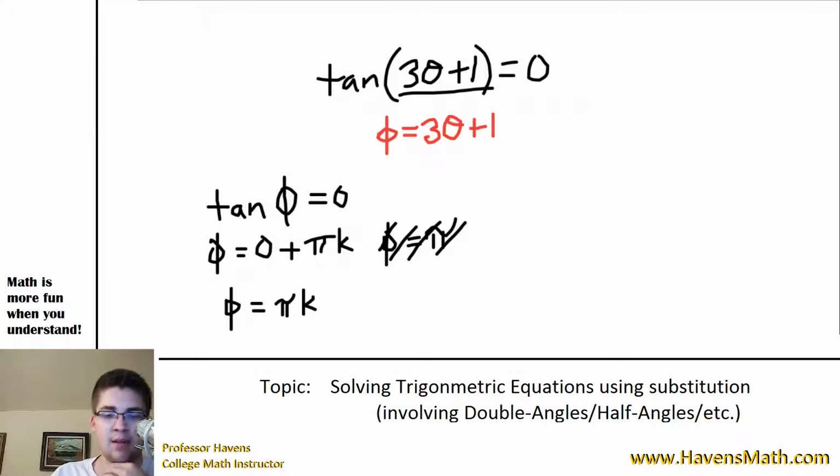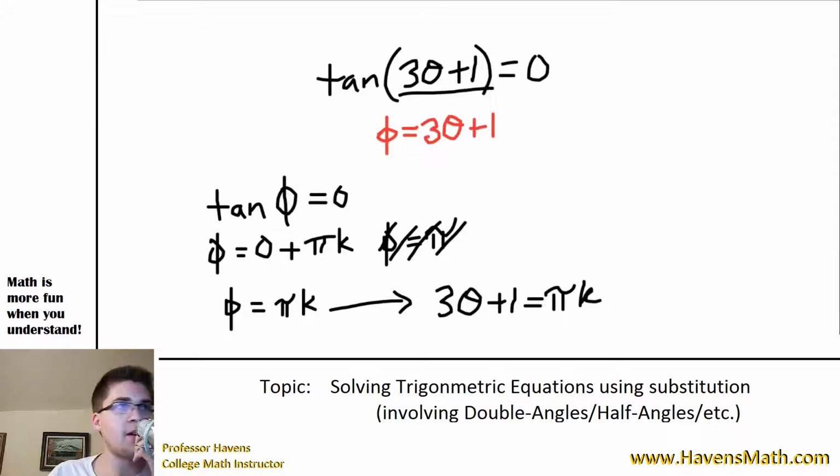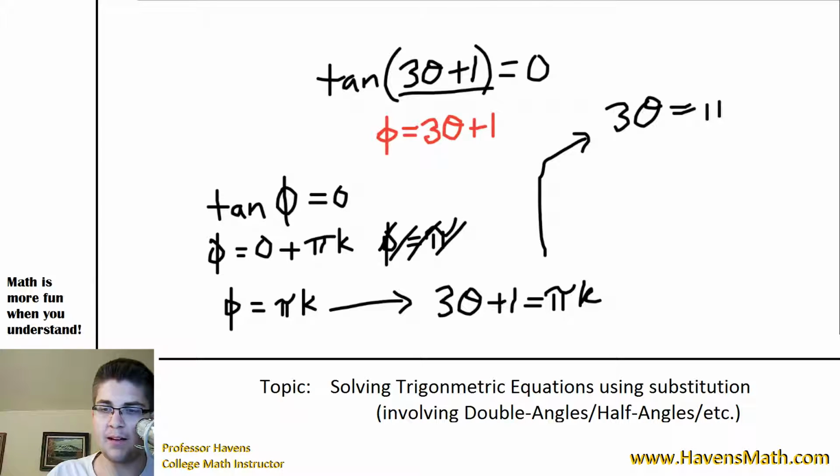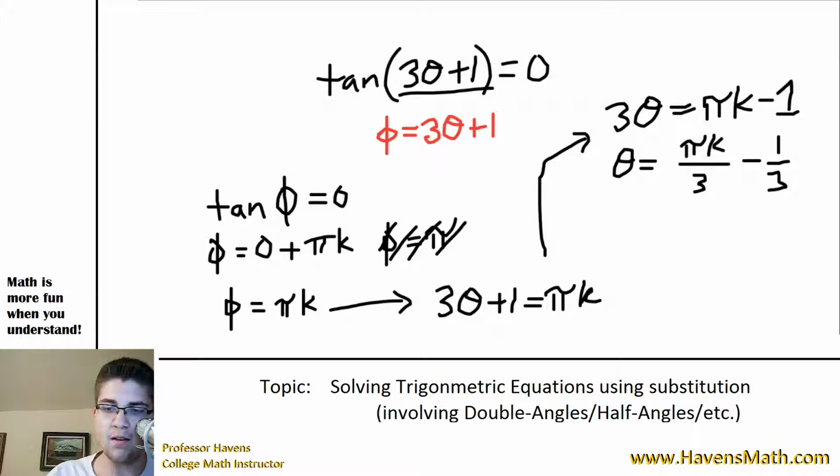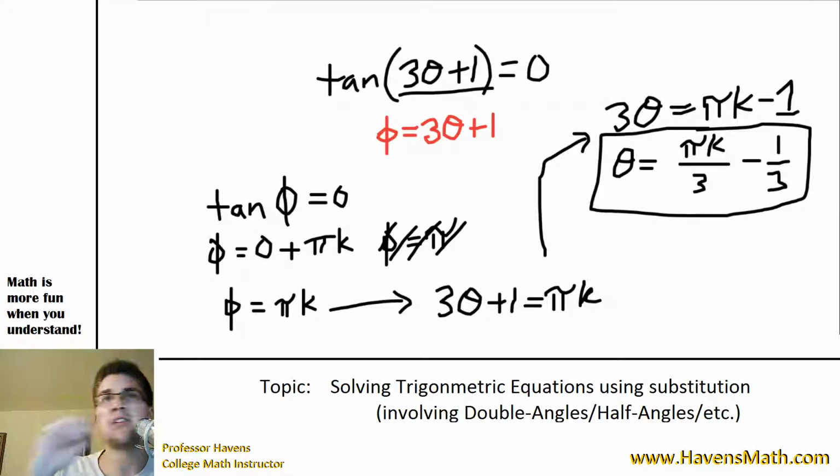And again, last step would then be to back substitute. So we would change phi into what our original substitution was, which was 3 theta plus 1. So 3 theta plus 1 is pi k. And then we'd solve this for theta, just as we would a normal equation. So we would subtract 1 from both sides. So 3 theta would be pi k minus 1. And then we would divide by 3. Theta would be equal to pi k over 3 minus 1/3, and then this will be all of our solutions to this particular equation.